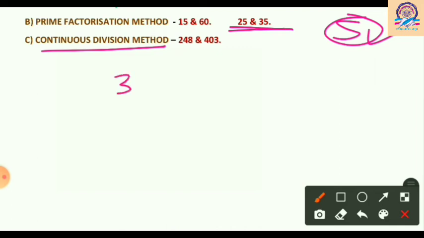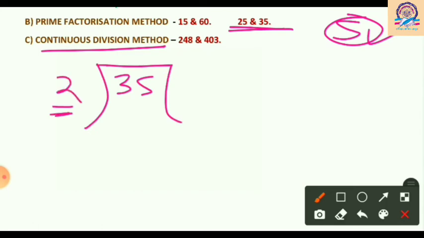So just write 35 here, in the dividend place, and in the divisor place, we will write 25. Now we can easily understand that 35 we have to divide by 25. So now start to divide. Here we can see that 35 is the dividend and 25 is the divisor.